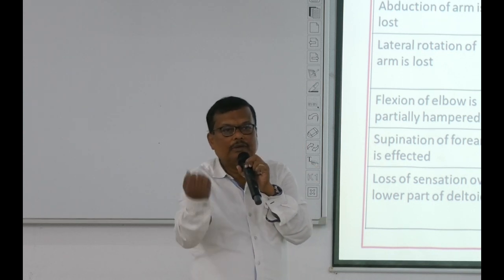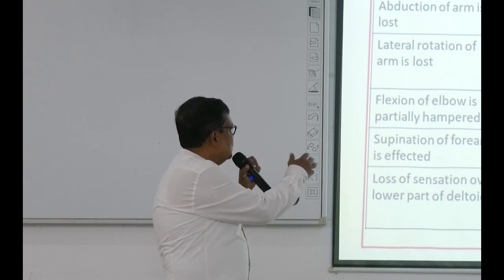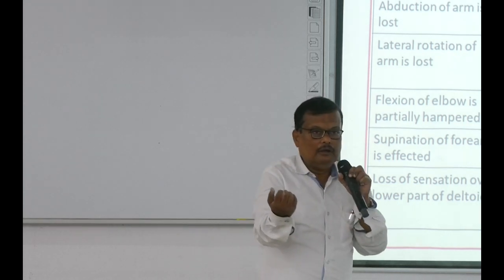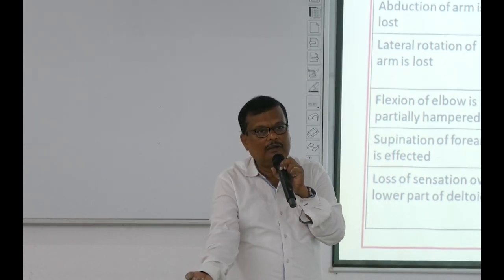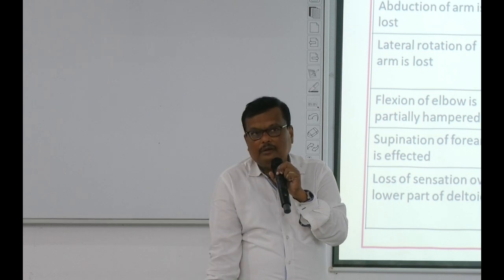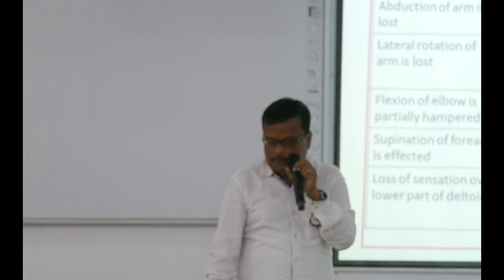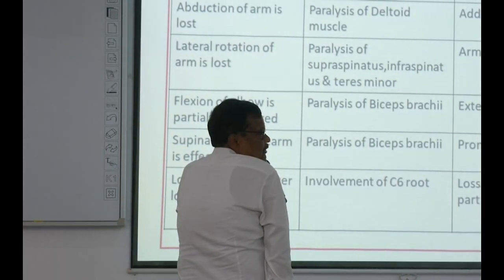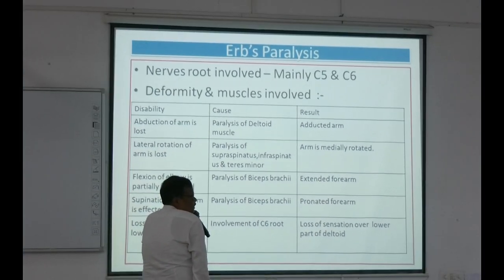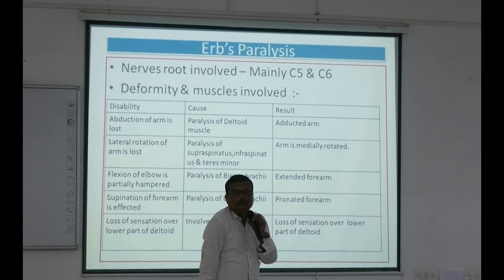What else will happen? Biceps will be paralyzed. What does biceps do? Flexion. So there will be no flexion, so extension will occur. And biceps is also a supinator, so there will be no supination, there will be pronation. So the arm will be adducted, the elbow joint will be extended, and the forearm will be pronated.